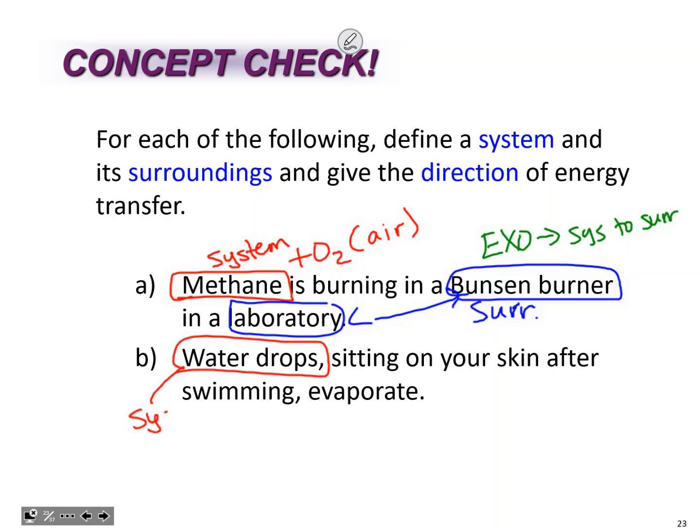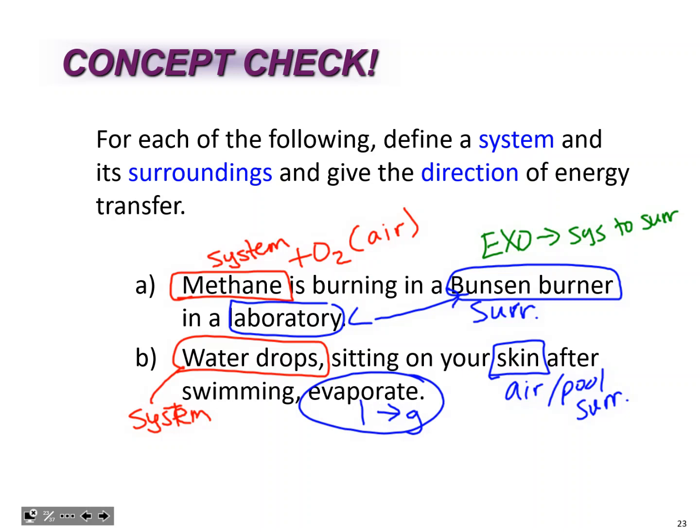Very good. System, and the surroundings: skin, air, pool, all that, wherever you are swimming, those are going to be the surroundings. And in this process, we have evaporation. Evaporation means liquid to gas, okay? This process right here, as you can see.